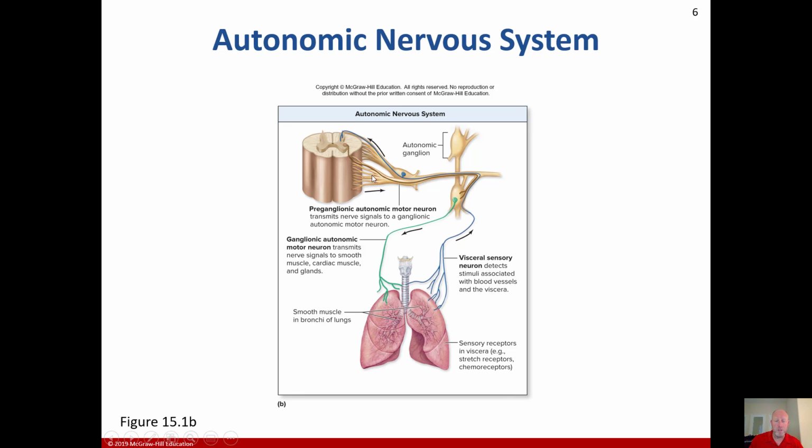And the spinal cord then is going to transmit it to that preganglionic autonomic motor neuron. It's going to come to the ganglionic autonomic motor neuron here, and then innervate when it needs to for the lungs.